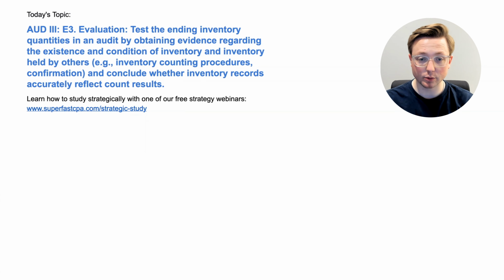This is Section E3. This is an evaluation topic. Test the ending inventory quantities in an audit by obtaining evidence regarding the existence and condition of inventory and inventory held by others. So that'd be things like inventory counting procedures and confirmation. And conclude whether inventory records accurately reflect count results. And we're going to be doing that the SuperfastCPA way, which is diving straight into the questions to learn the material.